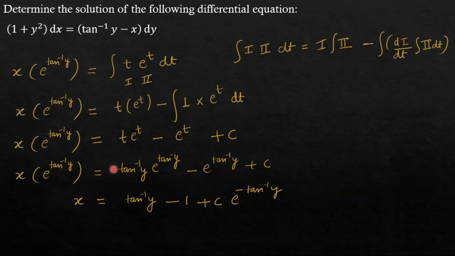This term and this term will get cancelled, and this term and this term will also get cancelled. So that is what I am getting: minus 1 here, and here tan inverse y. And if you divide c by this term, you will get c into e raised to the power minus tan inverse y. Here the minus sign will come. So this is the solution of the given differential equation. This is the important formula for integration. We use this formula when two functions are multiplied and we are required to integrate them.